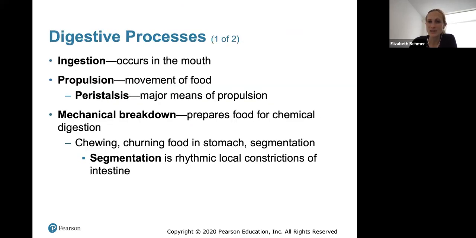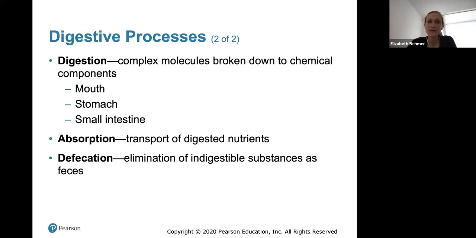Then the digestive process: ingestion occurs in the mouth. Propulsion is the movement of food, with peristalsis being the major means of propulsion. Mechanical breakdown prepares the food for chemical digestion. So mechanical breakdown is chewing, churning food in the stomach, and segmentation, which is the rhythmic local constrictions of your intestine. Digestion then is when complex molecules are broken down to their chemical components, and this happens in the mouth, the stomach, and the small intestine.